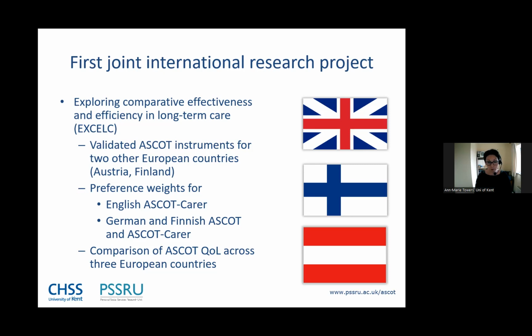And really importantly, it also developed English preference weights for the ASCOT carer tools, which hadn't existed previously. So we'd done that extra development, but we didn't have preference weights. So it really built on the work that was being undertaken within QOL. And fantastically, we also got preference weights for German and Finnish ASCOT and ASCOT carer measures. And this is brilliant because it allows us to start thinking about comparisons across countries. So our first international comparative study.